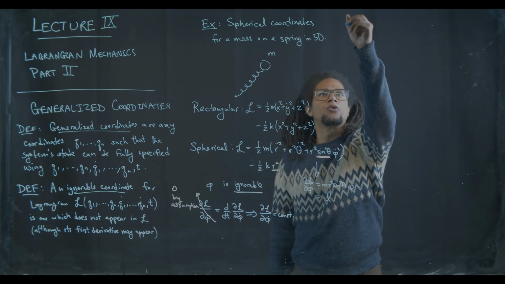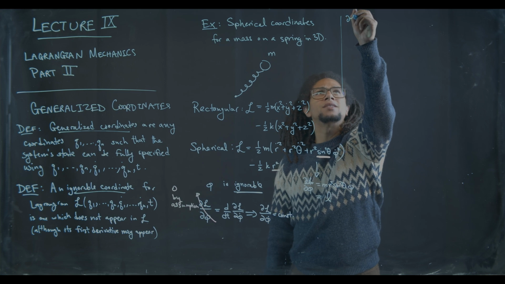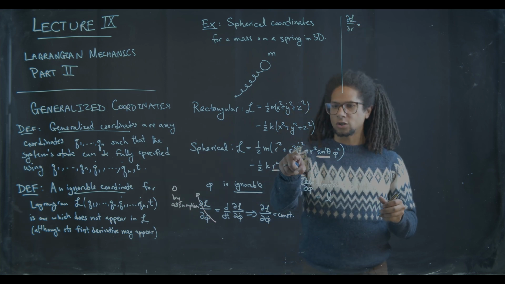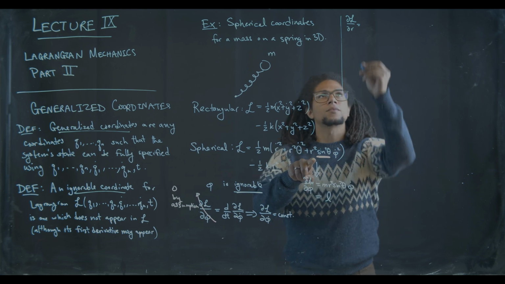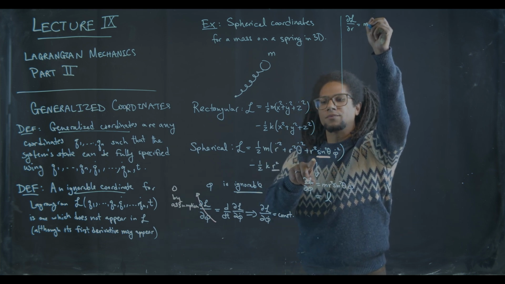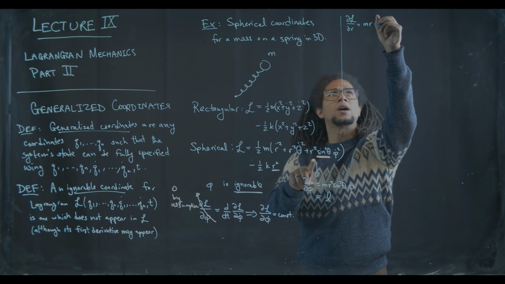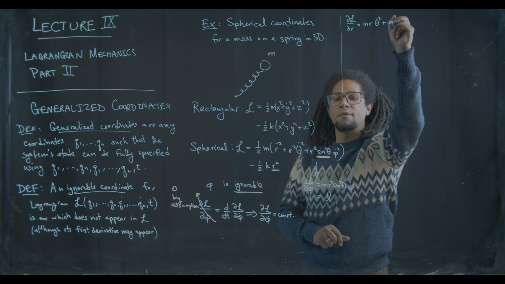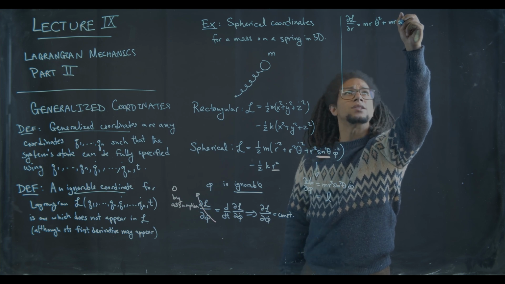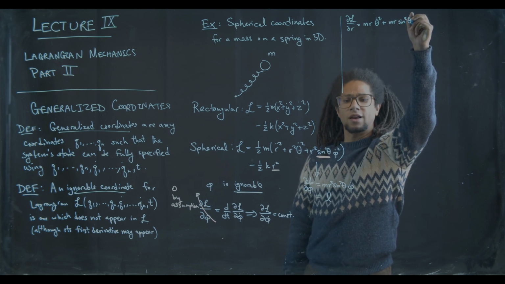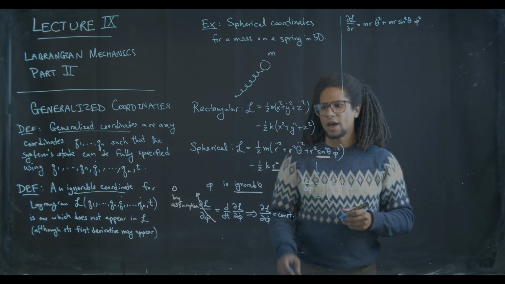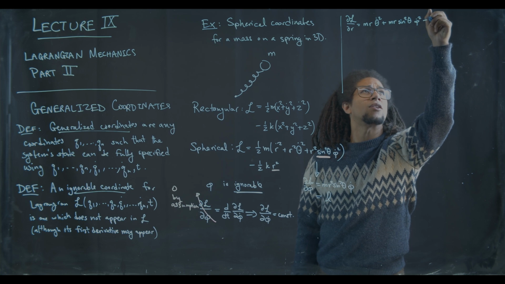All right, so for r, we have dL dr. Well, r turns up here and here. So we'll get m times r times theta dot squared, then plus m r sine squared theta phi dot squared. Good. And then minus kr.